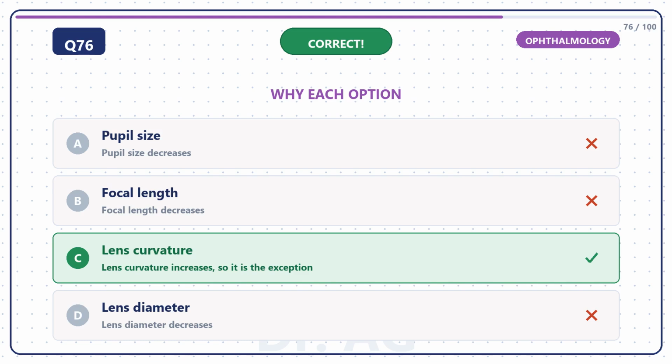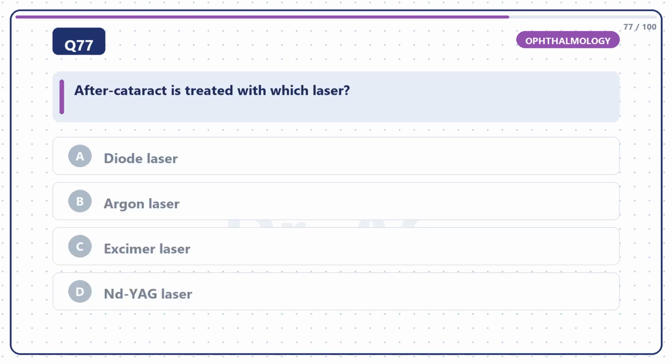So, the right answer is option C, lens curvature. Question 77. After cataract is treated with which laser? Option A, diode laser. Option B, argon laser. Option C, excimer laser. Option D, Nd:YAG laser.